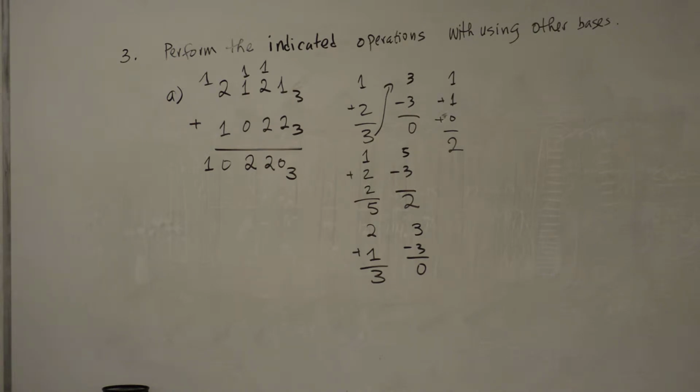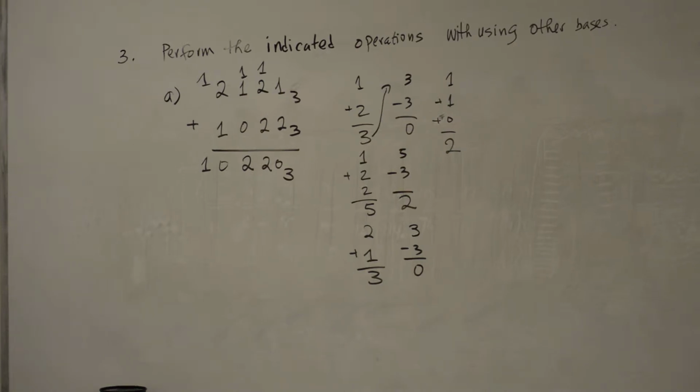So 2, 1, 2, 1 base 3 plus 1, 0, 2, 2 base 3 is equal to 1, 0, 2, 2, 0 base 3. So that's part A. Okay, that's part A.